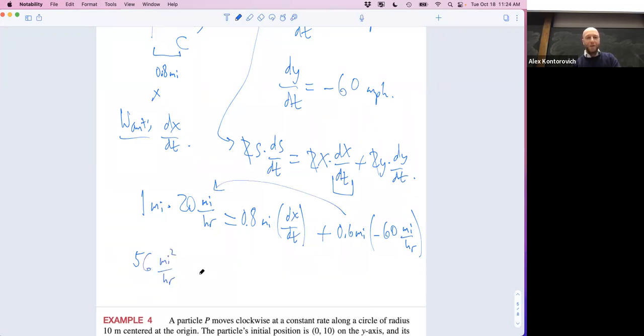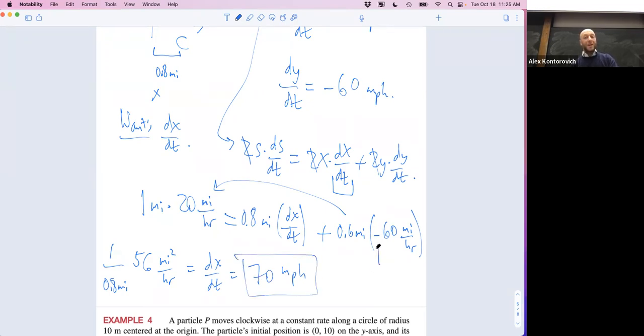Mile squared per hour is equal to, okay, and I have to divide by 0.8. 0.8 miles will give me dx/dt. And that is 56 divided by 8 is 7, and with the 0.8, it's 70 miles per hour. So the getaway car is moving at 70 miles per hour.